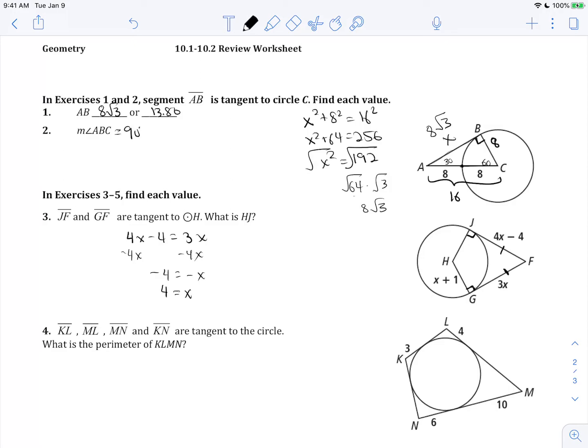So if x equals 4, I'd plug that back in to get this length HG. 4 plus 1 is 5. These are both radii, so this is also 5. So HJ equals 5. Okay?